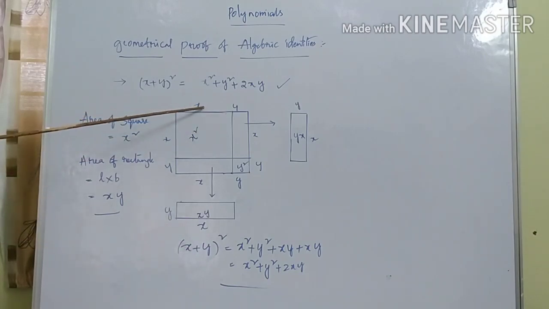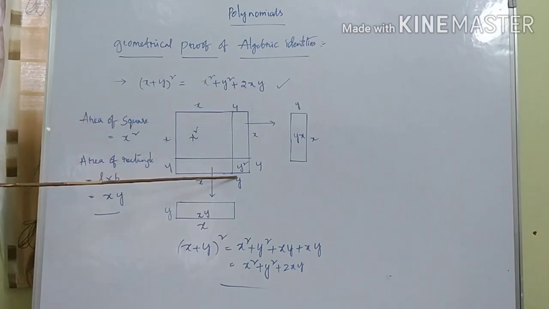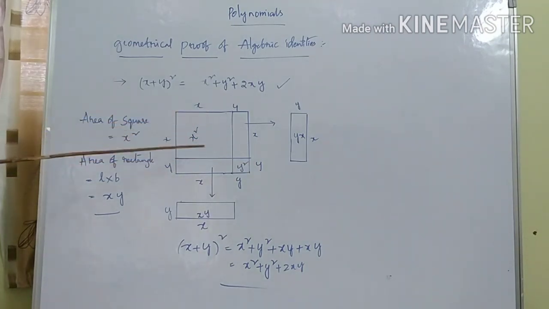Because the area of a square is side squared, and the side of the square is x + y. Here is also x + y. So the total area of this square is (x + y) whole square. Join here y to y, and here also y to y. Then we get two squares, that is x² and y², and also two rectangles, each of area x into y.